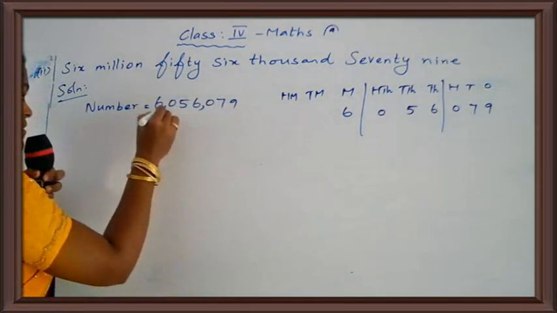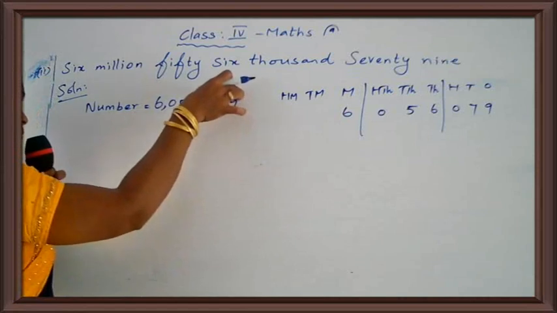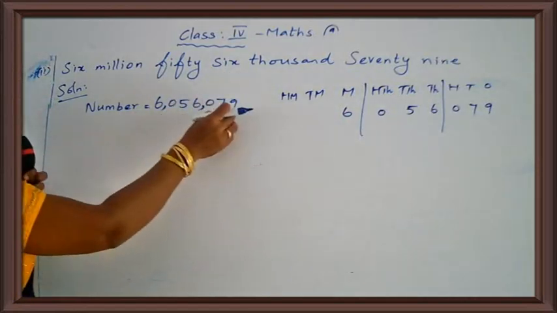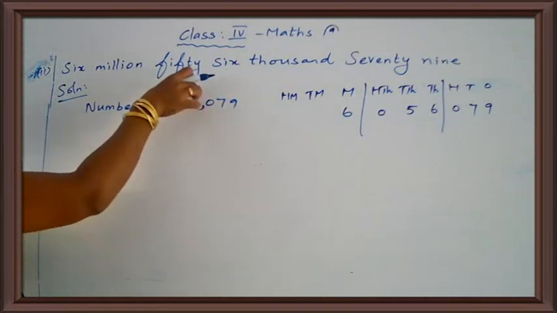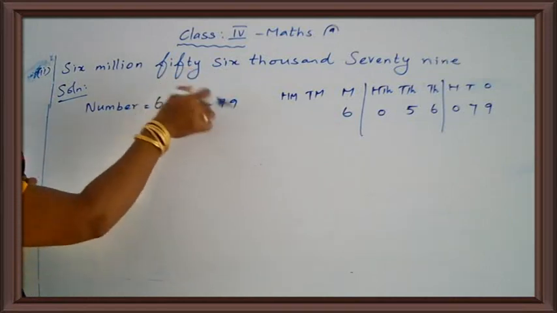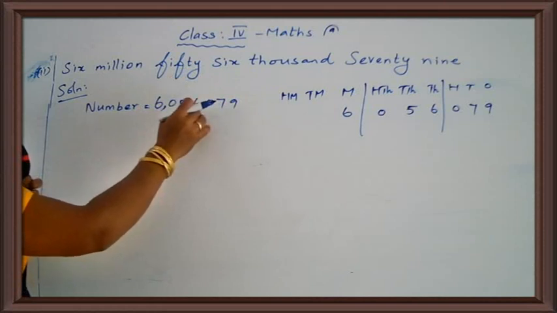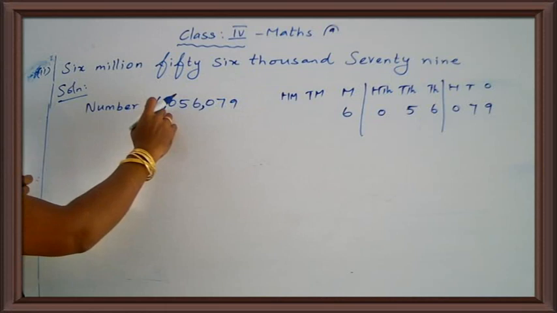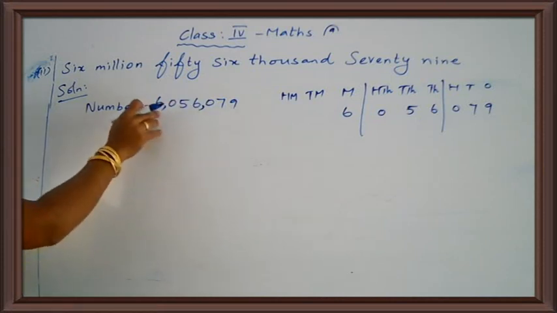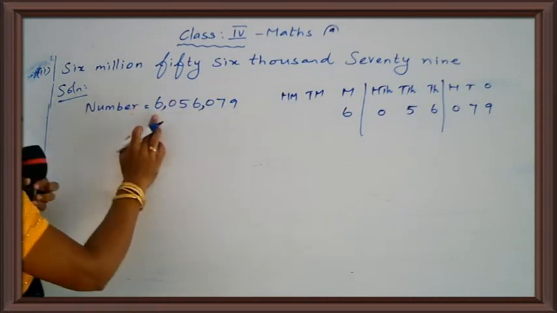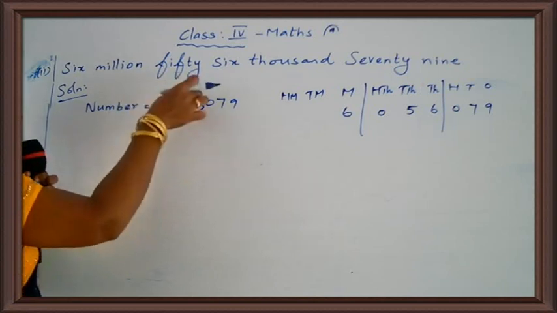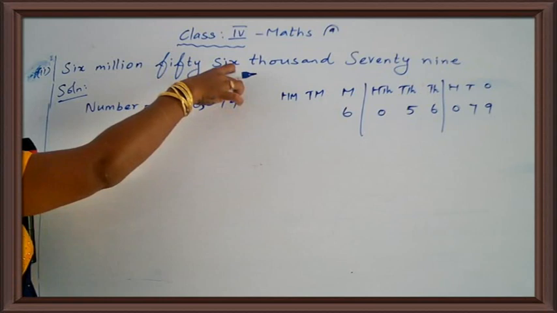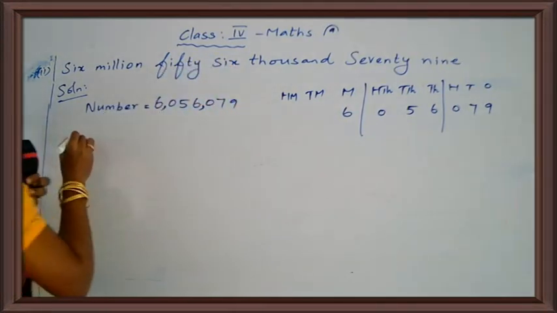So this is the ones period. The ones period consists of 3 places. Next is the thousands period. The thousands period consists of again 3 places. First 3 places, after that you put 1 comma, then the next 3 places: 1,000, 10,000, 100,000, after that you put another comma. So this is the million period, this is the thousands period, this is the ones period. Now you draw an international place value chart. Draw the international place value chart.